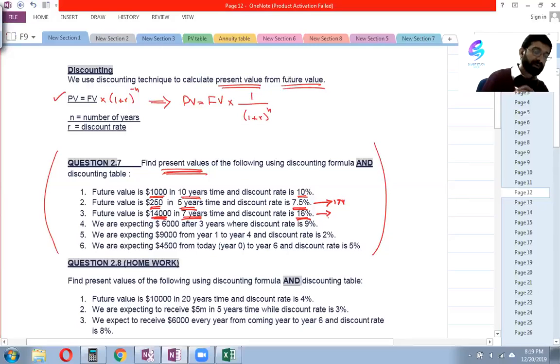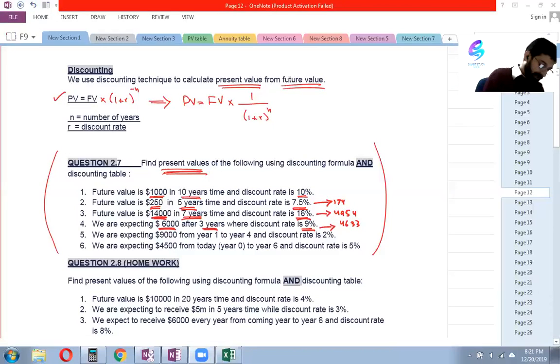The answer for this one will be 4950, 4954. And the third one, we are expecting 6,000 after 3 years, and the discount rate is 9%. This should have an answer of 4633. Can you please confirm if you guys are getting the right answers or not? We'll do the fifth and the sixth together, right? Are you guys getting the right answer or not?